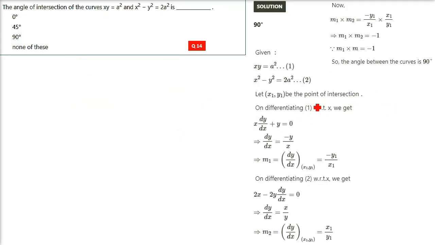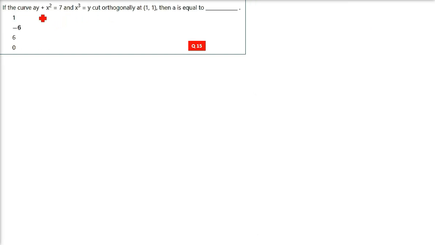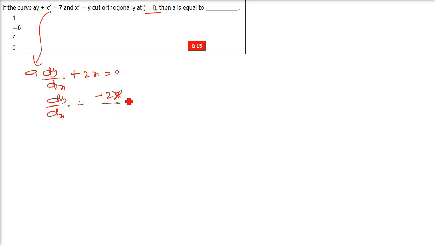If the curve ay plus x square equals 7 and x cube equals y cut orthogonally at (1, 1), then a is equal to. So it's quite clear now. Just m1, m2 you find out. If it is equal to -1, then the condition whichever comes is your condition. So we have a dy by dx plus 2x is equal to 0. So dy by dx is equal to negative 2x divided by a. This is dy by dx.